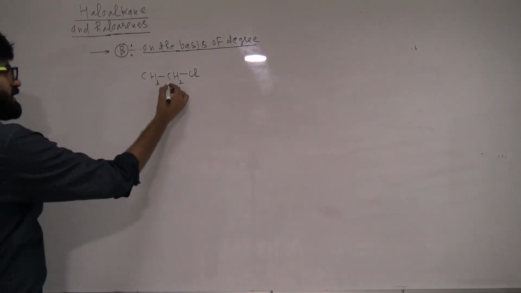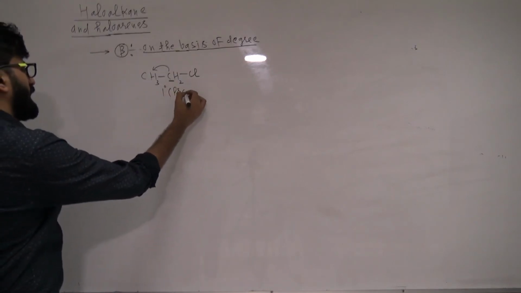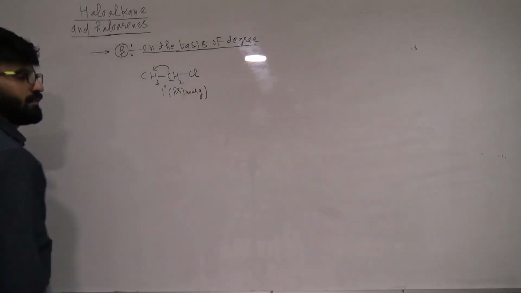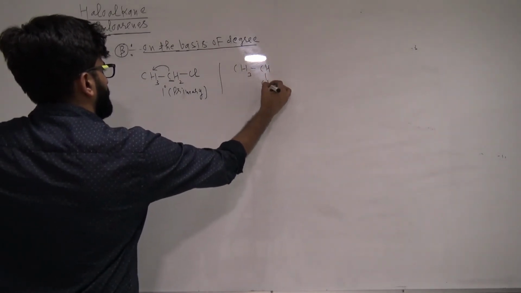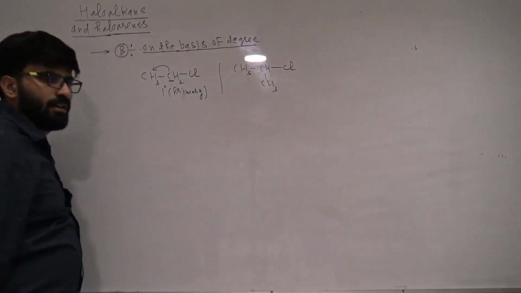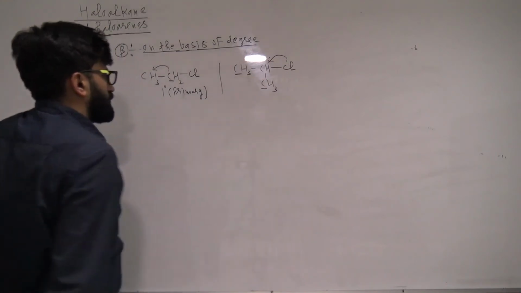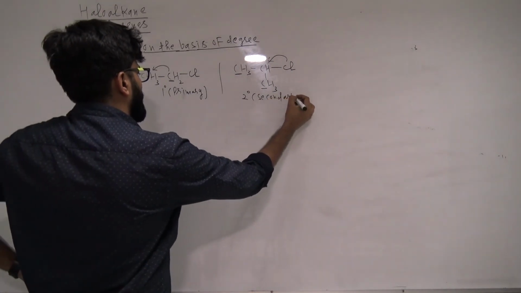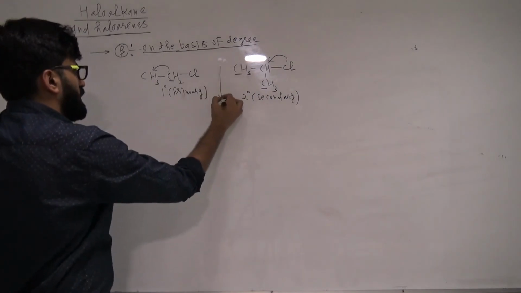See, here the halogen is attached to this carbon and this carbon is attached to only one carbon. This kind of alkyl halide or halogen derivative is called primary. Similarly, now you can answer all the questions. If we have CH3, CH, CH3 and Cl, the halogen is attached to this carbon and this carbon is attached to two carbons. So we will call it 2 degree, or secondary. Clear to everyone?